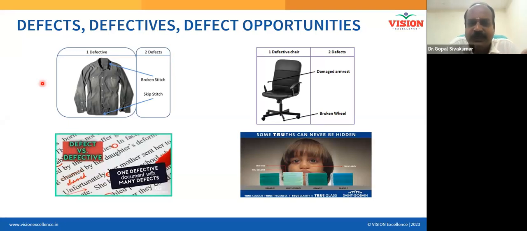An item has one or more defects, but in the current condition, it is not saleable. And you can't do anything about it. You can't correct it, isn't it? So what do you do? You decide to reject the product outright.